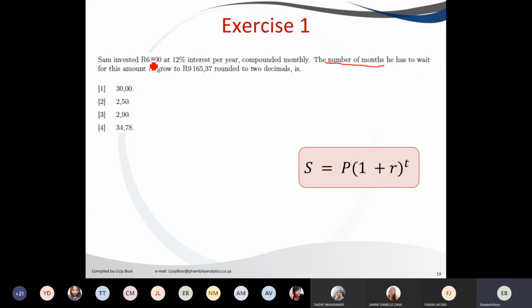What are we also given? We are given our P, which is our present value. We are given our rate, which is our R. We are told what the compounding period is, and we are asked to calculate T. And they say we must wait until the amount grows to, which is our S. And with that, please solve the equation. Make T the subject of the formula.